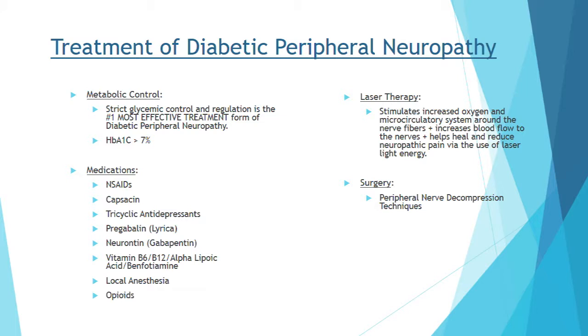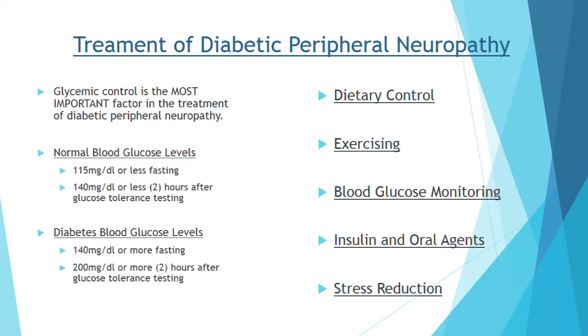Normal blood glucose levels are 115 milligrams per deciliter or less fasting. Control involves dietary control, exercising, blood glucose monitoring, insulin and oral agents, and stress reduction. I cannot tell you how many times I see a patient come to my office who's referred by their primary care doctor with diabetes that have pain, numbness, burning, and tingling, and I ask, how does their blood sugar run? And they have no idea. They don't own a glucometer. They don't check their blood sugar. So controlling your blood sugar is by far and away the most common thing that you have to do before we get relief with this condition.